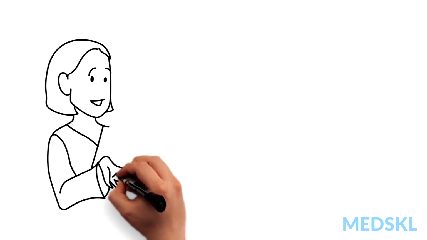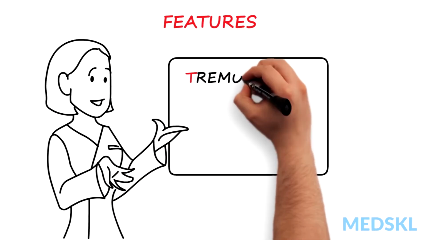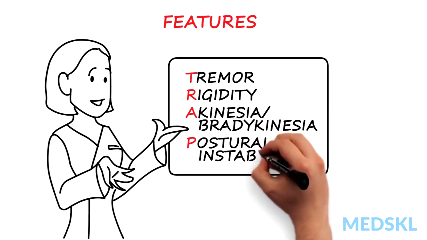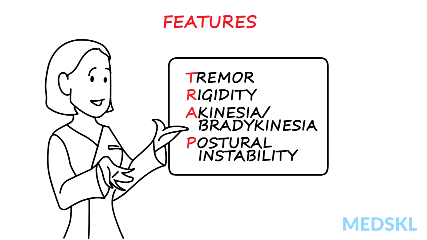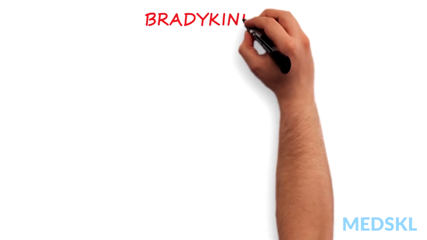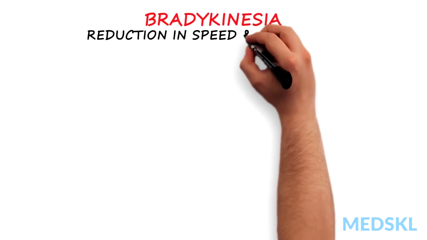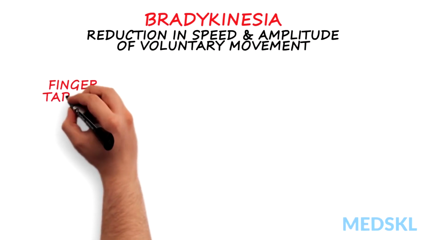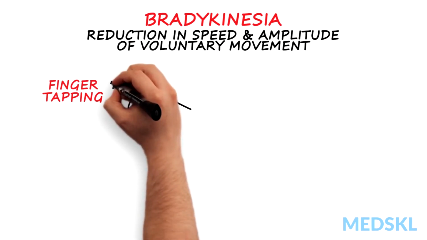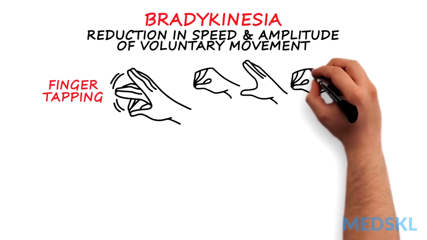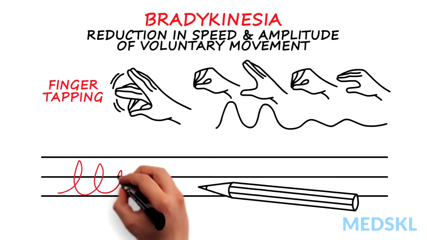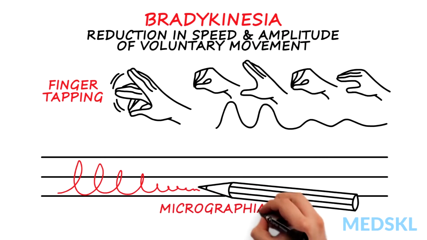The cardinal features of PD are tremor, rigidity, akinesia or bradykinesia, and postural instability, easily remembered with the mnemonic TRAP. The most essential feature for diagnosis of PD is bradykinesia, which is characterized by a reduction in both speed and amplitude of voluntary movement. This is most striking during repetitive movements like finger tapping, where taps are slowed and become progressively smaller in amplitude, or writing, where letter size decreases across the page, also known as micrographia.